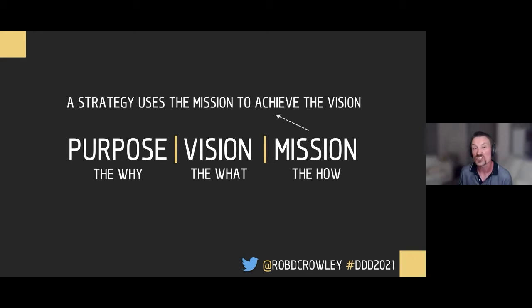And a strategy uses the mission to achieve the vision. But don't get confused. These three words, while they play a part in a strategy, are far from the strategy itself. So let's now look at some of the facets or considerations that you have to think about when defining a strategy for a company.